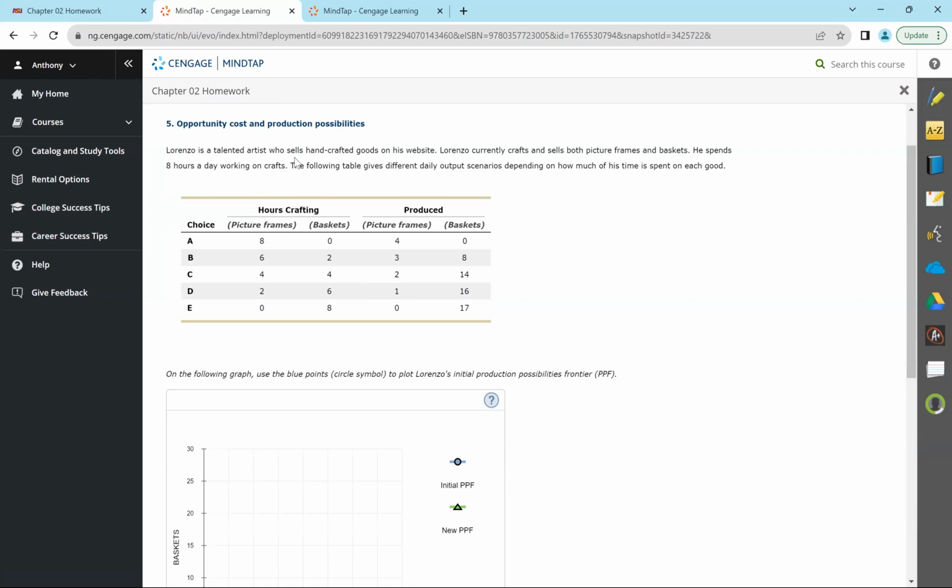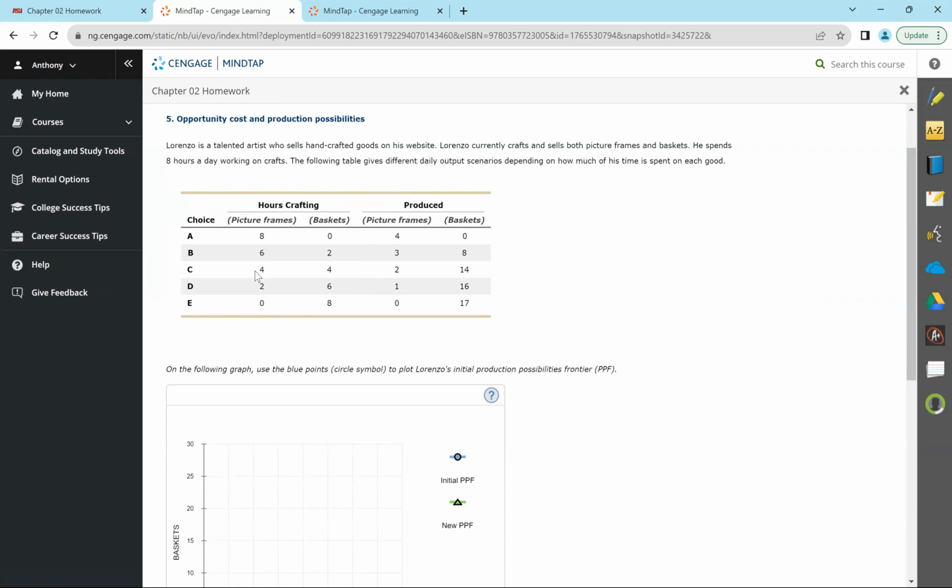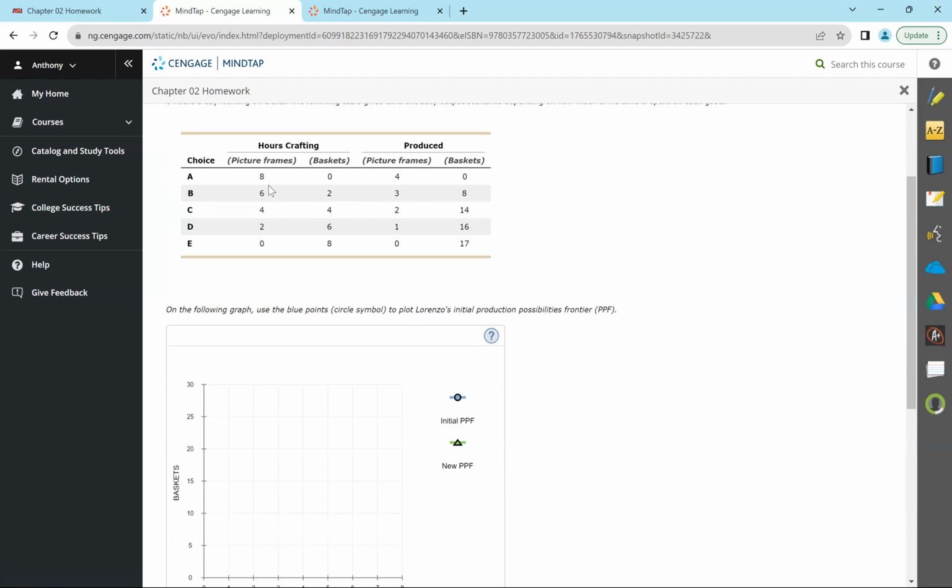Lorenzo is a talented artist who sells handcrafted goods on his website. Currently he crafts and sells both picture frames and baskets. He spends 8 hours a day working on crafts. The following table gives different daily output scenarios depending on how much time he spent on each good. Okay. So they're saying here is what is possible. Picture frames, 8 picture frames and 0 baskets. 6 and 2, 4 and 4, 2 and 6, 0 and 8. Nice. And so it says on the following graph, use the blue points to plot his initial production.